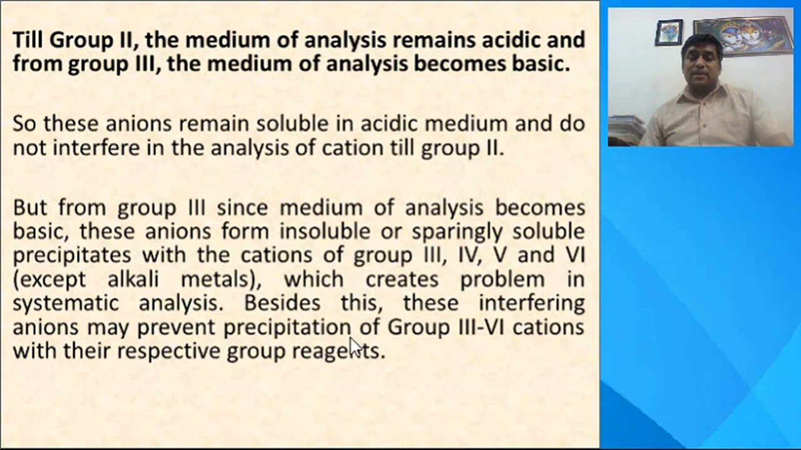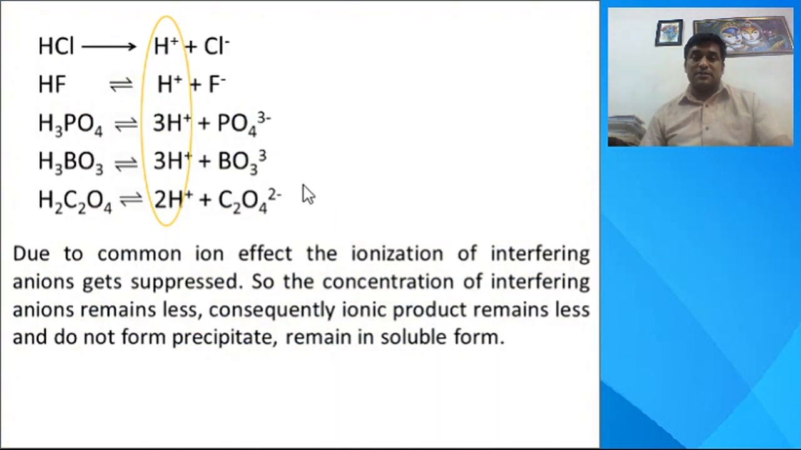Without removing those interfering anions, if we proceed further, there is a chance that even if you add your respective group reagents, you are not going to get the precipitates. So these interfering anions are going to prevent precipitation of cations from third group to sixth group. So that is why it is important to remove them. Let us understand the chemistry.